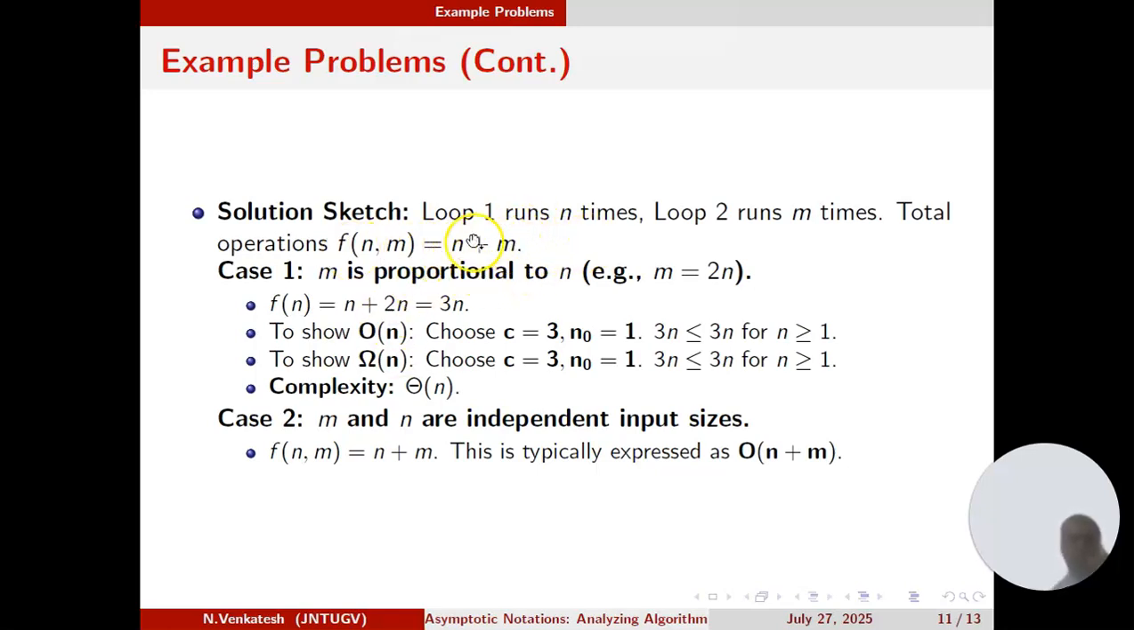Suppose we know that m is proportional to n, something like m is equal to 2n, then we can say this is theta of n. But if m and n are independent, then it can be denoted using BigOh of n plus m.